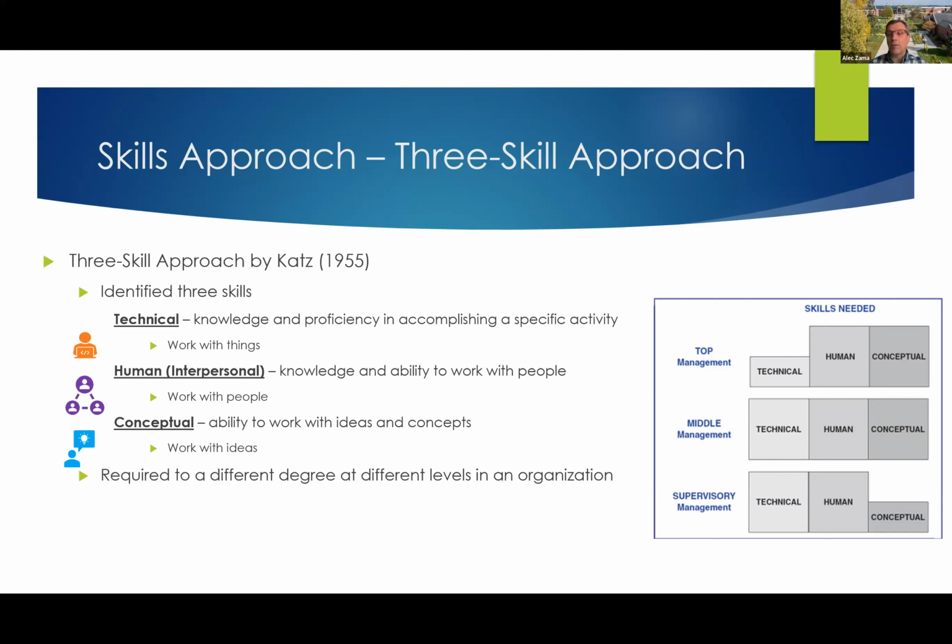At the middle management level, all three types of skills are required. The middle manager should know some aspects of the work that's being done by the units that they're supervising. They have to have good human skills because they have to communicate or relate to people in top level management and supervisor level management. And also they have to have conceptual skill as they have to think from a broader perspective than the individuals at the supervisor level.